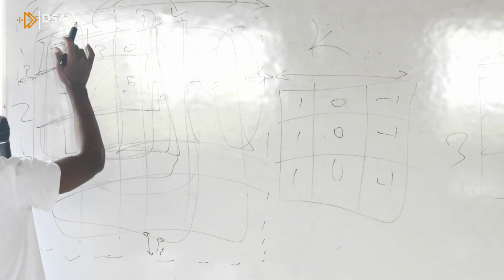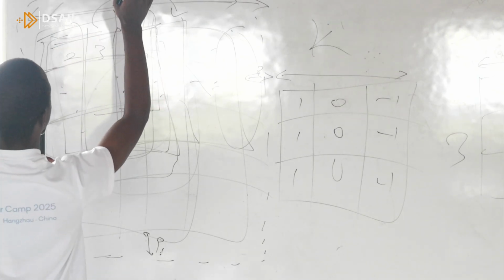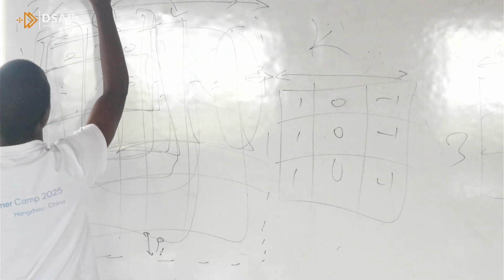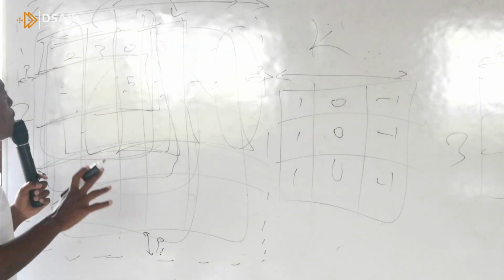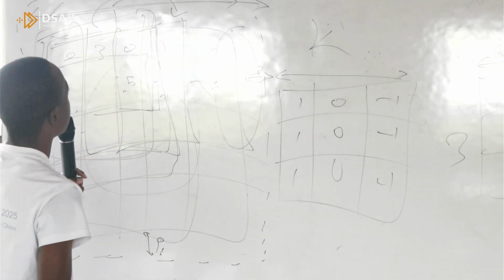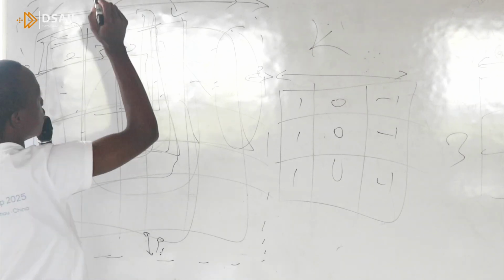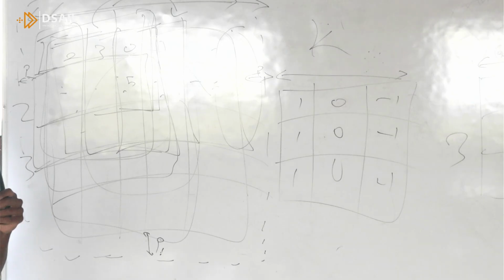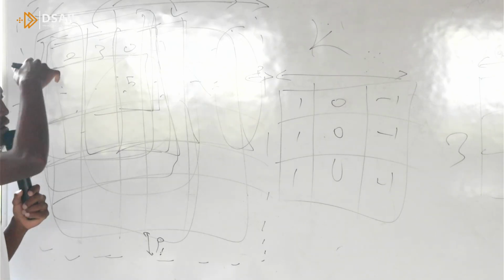Let me give an example here. We have n plus 2p totals to 13, for example, and then we have a kernel size of 3. Are we together? So how many pixels are remaining here that it has not covered? 10, isn't it? 13 minus 3 is 10.